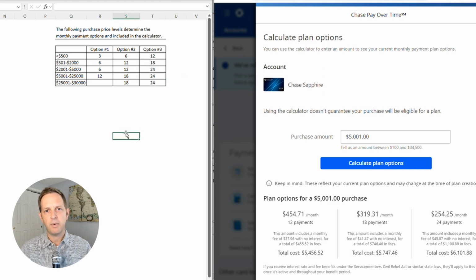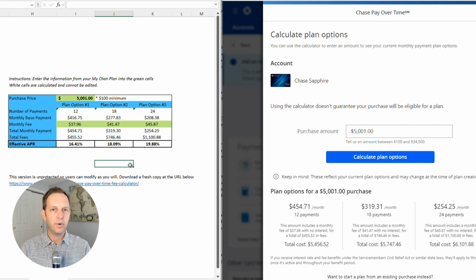So I've run this on my wife's and mine accounts, and it's been pretty consistent with this table, but just know that yours might be different. So why is this important? If you've made a large purchase amount and you're thinking about using the Chase Pay Over Time option in your credit card account, you need to understand what the effective APR is, because there may be other options out there for you to get a lower rate through either personal loans or other means of borrowing.